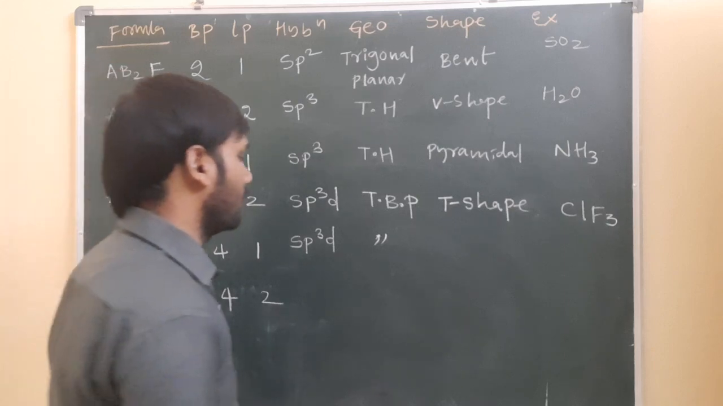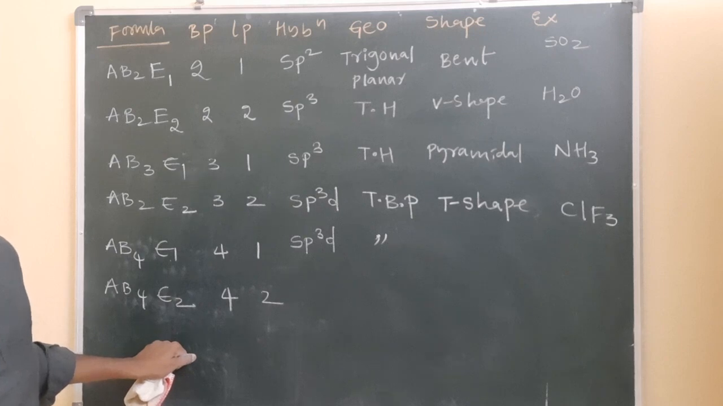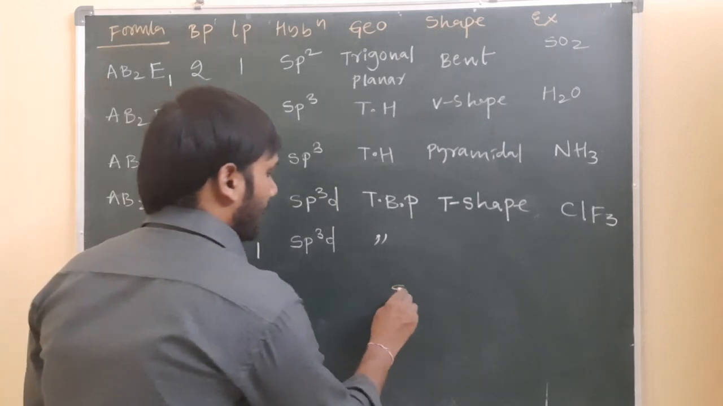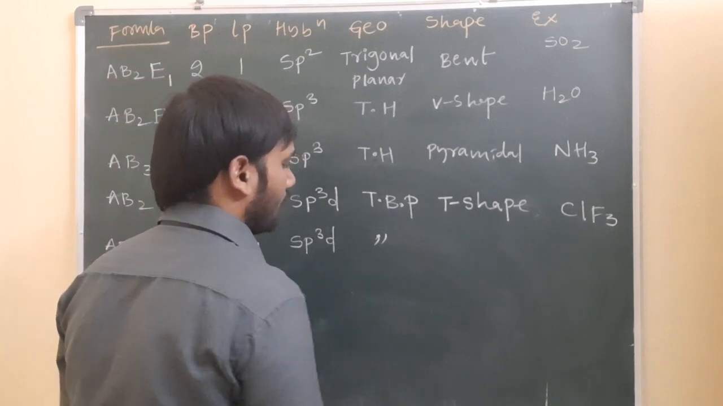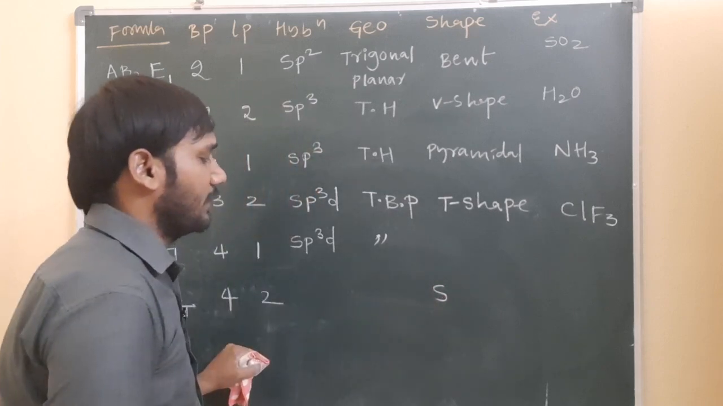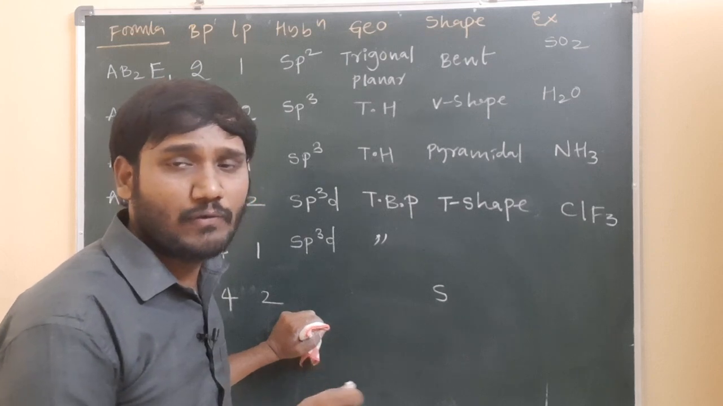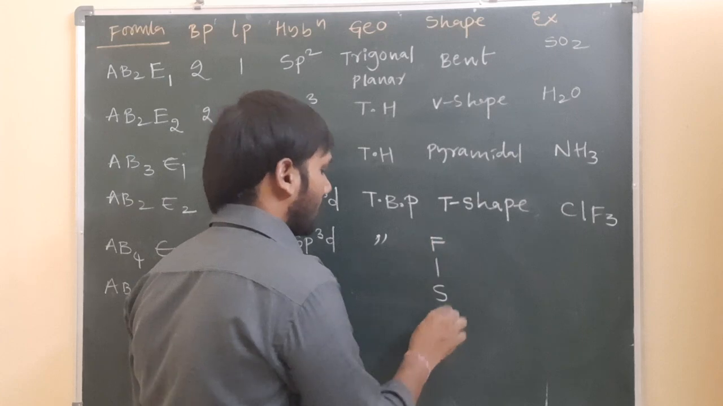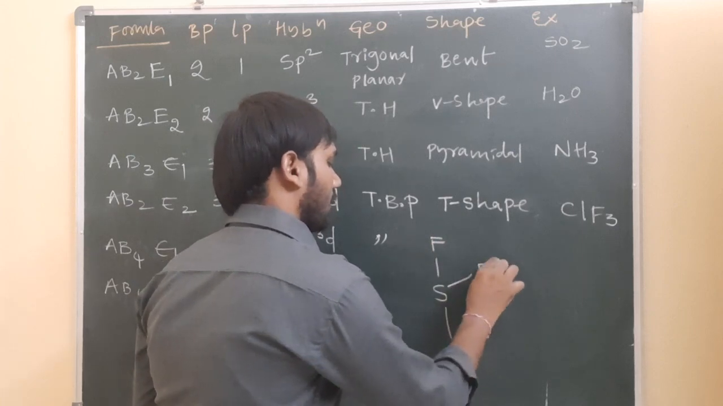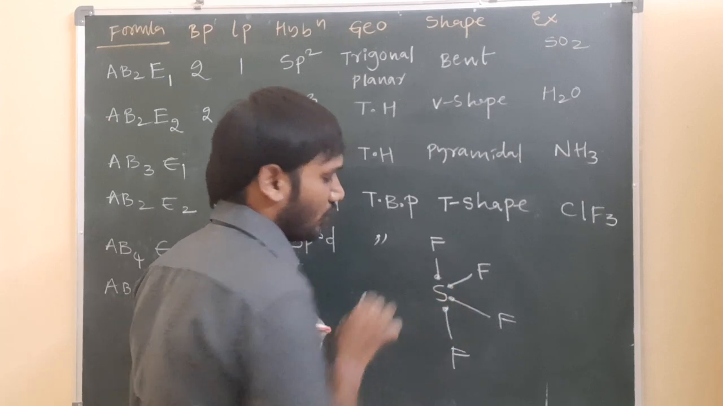Let us see what is the shape of the molecule. For that, an example: for AB4E1, I am taking sulfur tetrafluoride. Let us see sulfur tetrafluoride. Sulfur is a 6th group element, and 6 electrons are present in its valence shell, but out of 6 electrons, 4 electrons are participating in the bond formation: 1st electron, 2nd electron, 3rd electron, 4th electron.